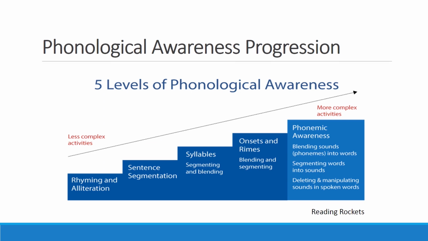This slide shows the progression of phonological awareness. The least complex activities are shown on the left. They are rhyming and alliteration, and they increase in complexity to the most complex activities which require students to manipulate phonemes. You will likely have students that range in their skill levels.